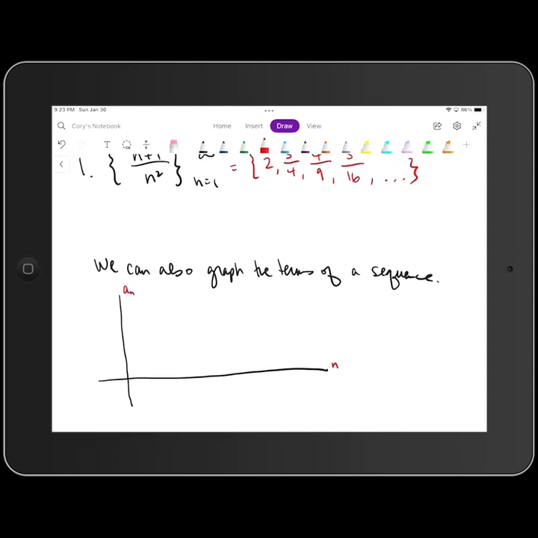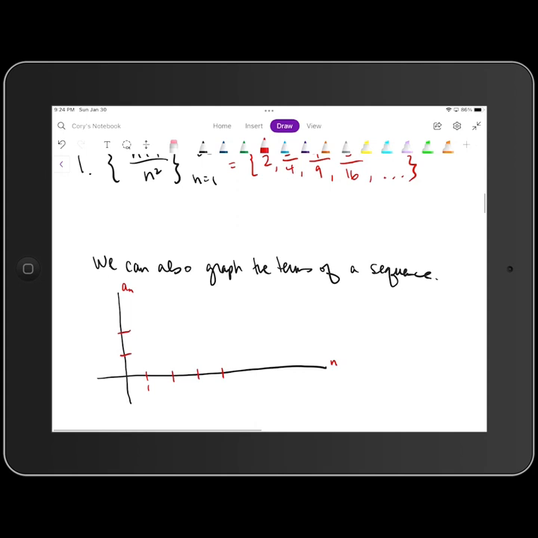So when we take the first 4 terms that we plotted, we'll go ahead and make each dash mark in the x direction, or in the n direction, represent 1 unit, and each dash mark in the y direction, or the a sub n direction, is going to be equal to 1 unit as well.